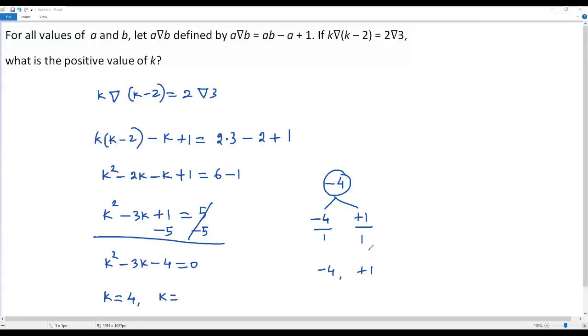Now to get the second value of K, I have to change the sign of the second factor over here. It's already positive. If I change the sign, it will become negative. That is K equals negative 1. I got two values for K. One is 4 and the other one is negative 1. But the question targets a positive value of K. So we can reject this one because it's negative. So the positive value of K is 4.